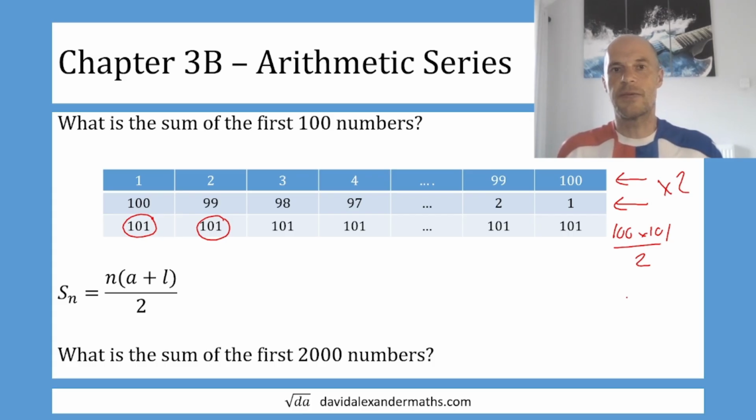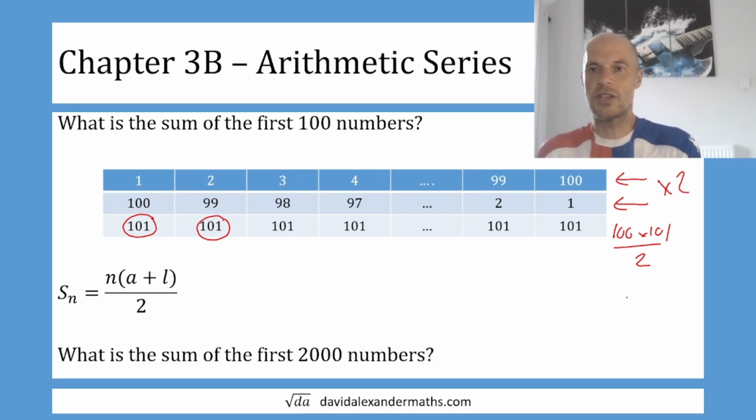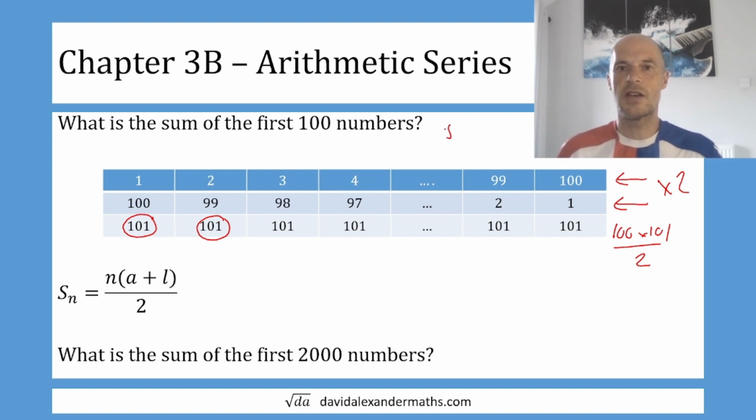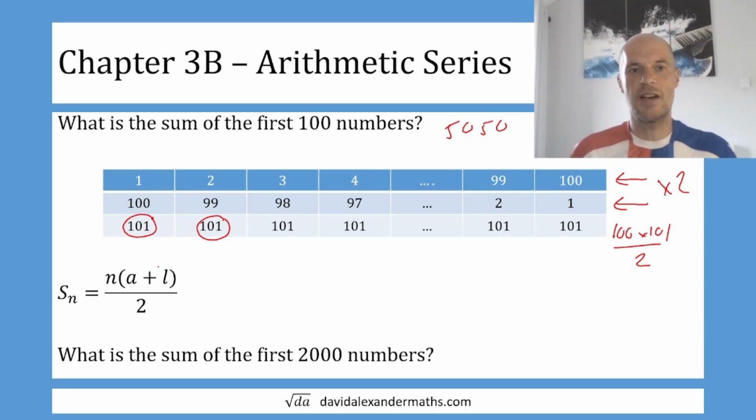So the sum of the first 100 numbers is 100 times 101 over 2, or 50 times 101, and that comes to 5,050. So if you're trying to work out the sum of the first n numbers, it's n, which is how many numbers there are, multiplied by the first plus the last, all over 2. In other words, here n is 100, the first is 1, and the last is 100. So that's my 1 plus 100, which is 101, and again halved.